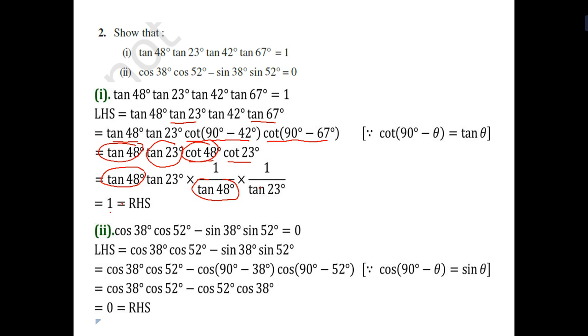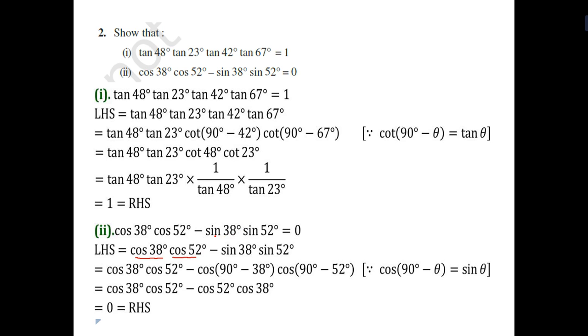Now we go for the next question. We have to prove 0. Cos 38 degree cos 52 degree minus sin 38 degree sin 52 degree. So cos 38, again cos 38, sin 52 degree. So that we have to put as it is.